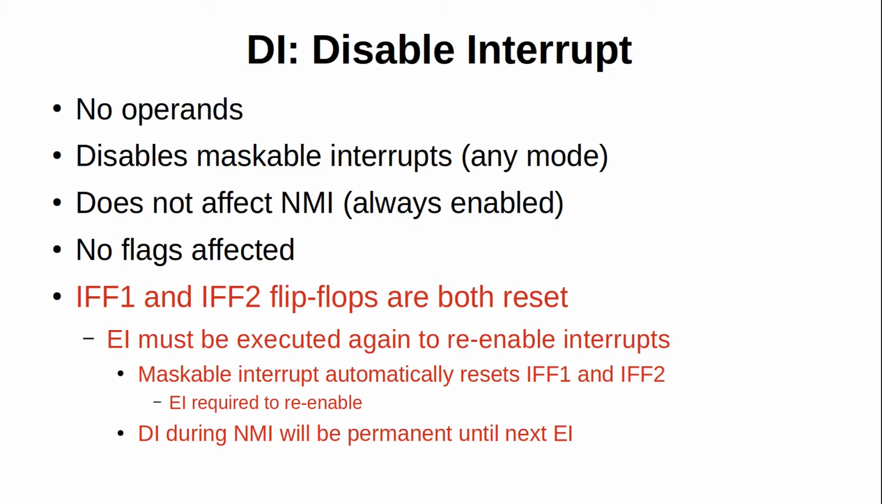You don't need to do a DI during any interrupt to prevent further maskable interrupts before the current routine is done. When a maskable interrupt is triggered, it acts the same as a DI, with both IFF1 and IFF2 getting reset, so doing another is just redundant. This also means that interrupts need to be re-enabled with an EI before you return from a maskable interrupt handler, if you want the next maskable interrupt to get handled automatically.